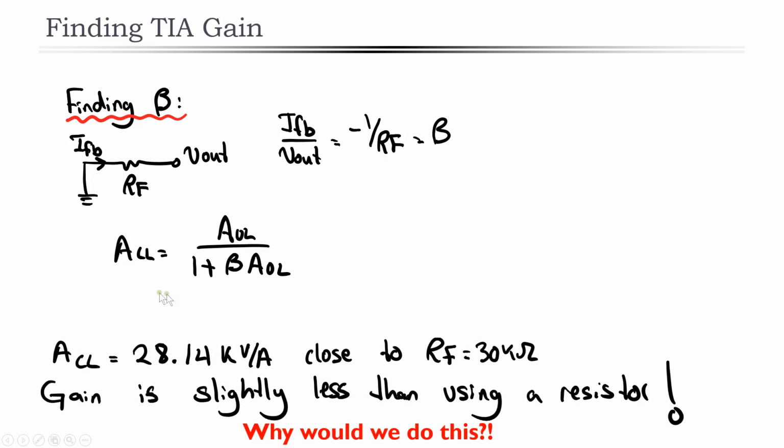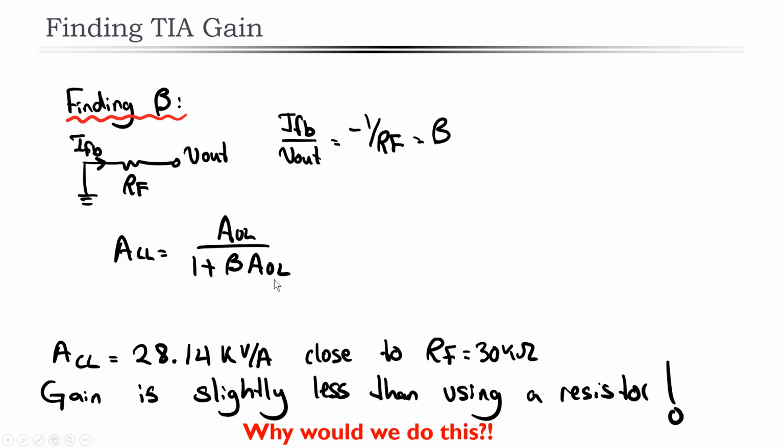Put it all together, and it turns out our closed loop gain is 28.14 kilovolts per amp, which is just kilo ohms, which is very close to the feedback resistor value of 30 kilo ohm. That's because the open loop amplifier gain is about 15.6, which is sufficiently large that this equation can actually be simplified to just being 1 over beta.